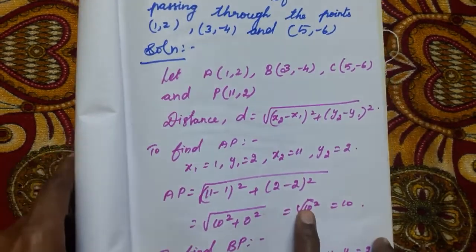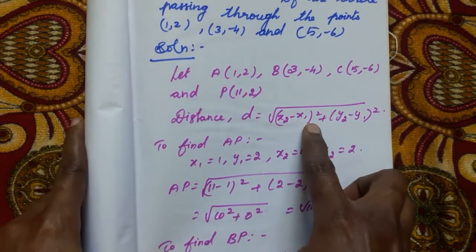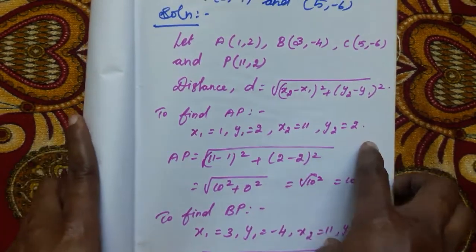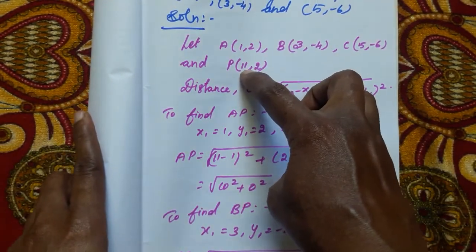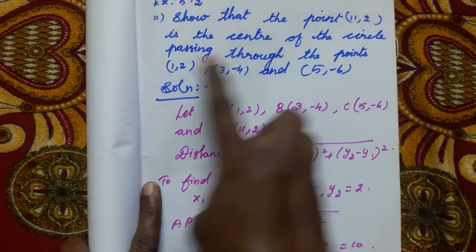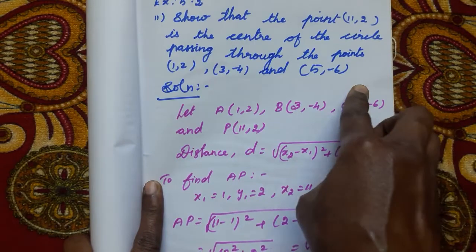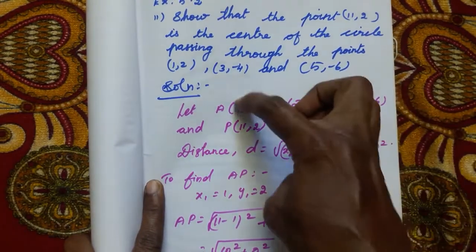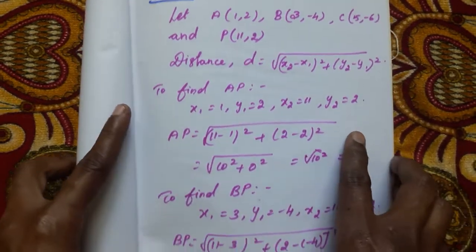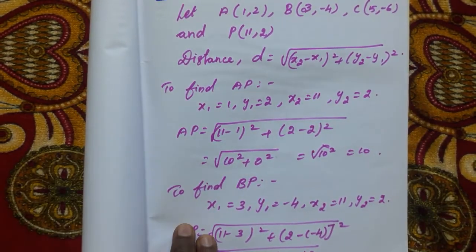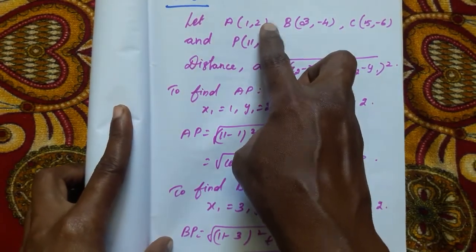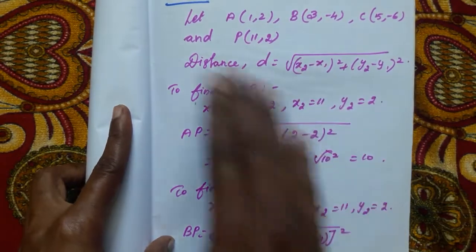The distance formula is d equals root of (x2 minus x1) the whole square plus (y2 minus y1) the whole square. First we can find AP. We want to prove that the point (11, 2) is the center of the circle passing through these points, so it is enough to prove that AP is equal to BP is equal to CP. First we want to find AP. To find AP, x1 is equal to 1, y1 is equal to 2. x2 is equal to 11, y2 is equal to 2.